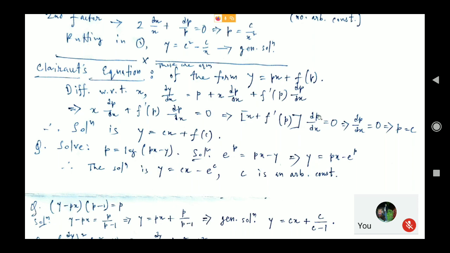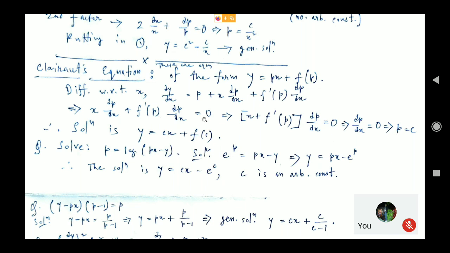Only possibility is that this factor is 0, that is dp by dx equal to 0. That is the reason we did not consider the other, because f dash p means it is a function of dy by dx. A function of dy by dx means dy by dx must be present there. If dy by dx is present there, it cannot be equal to a single variable, minus x. That's why this cannot be 0.